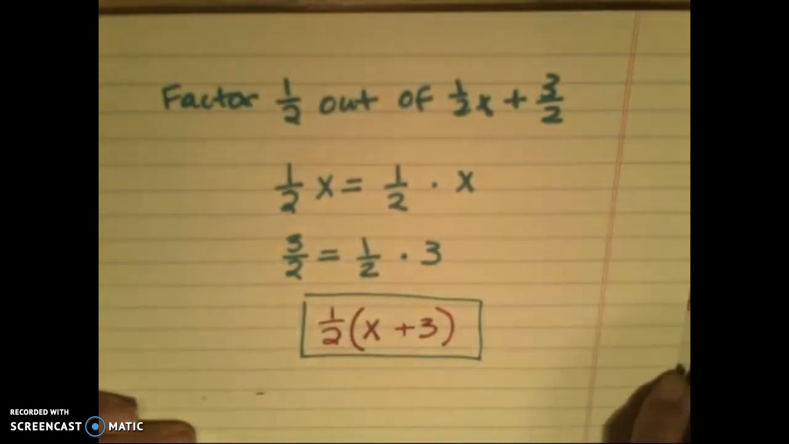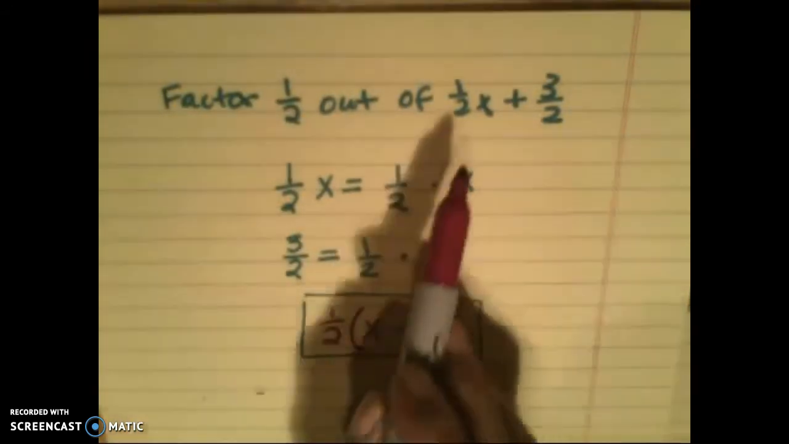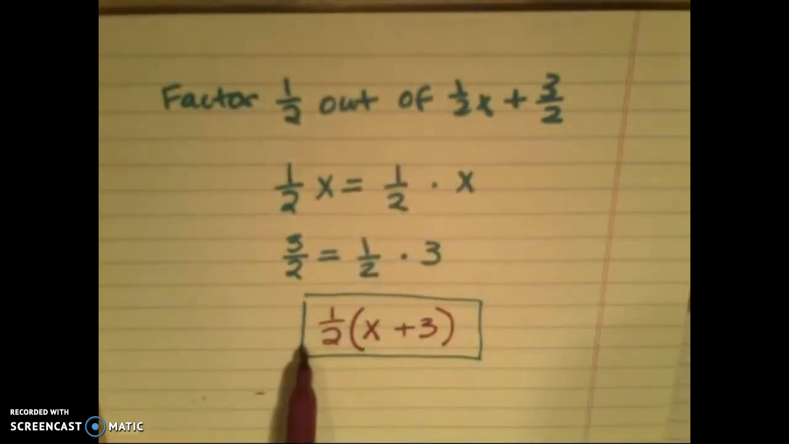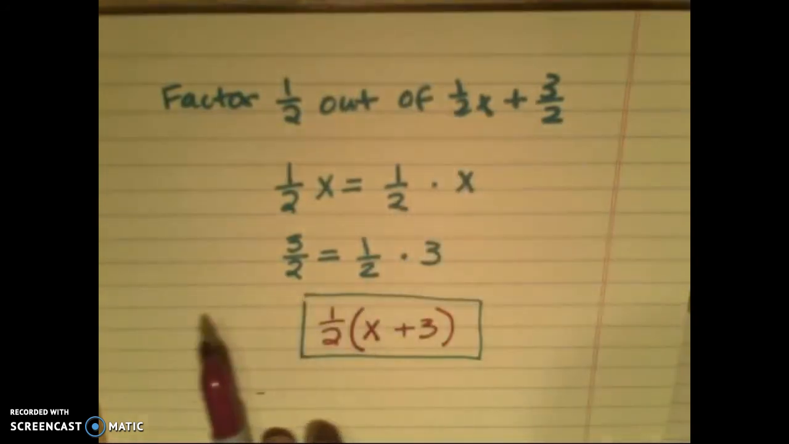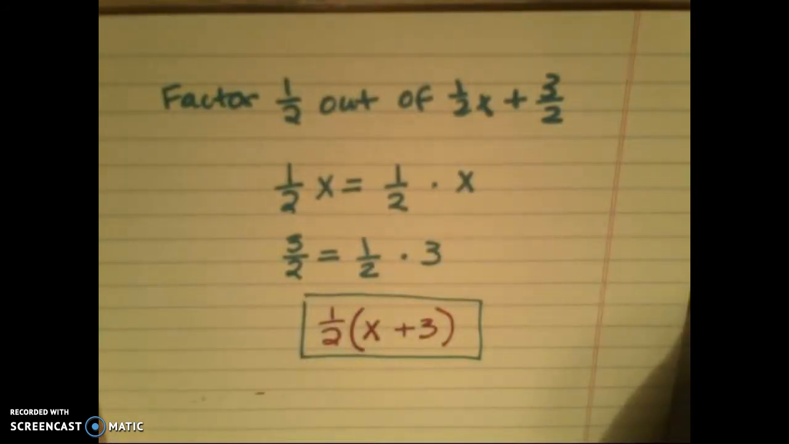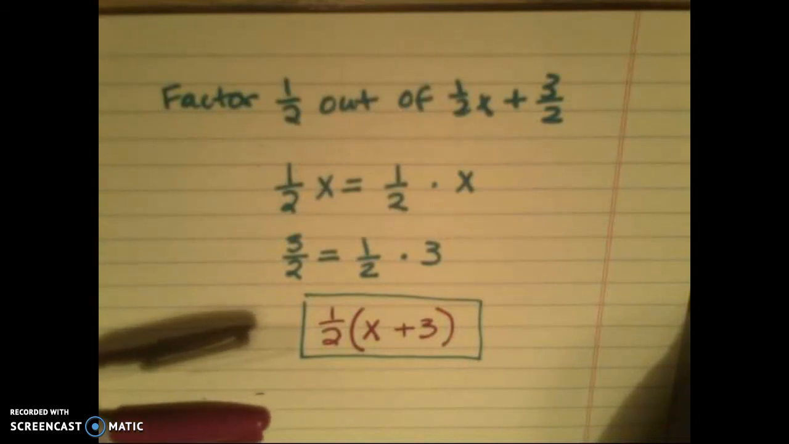If I want to use the distributive property to see if it's correct, half times x equals half x, and half times 3 equals a positive 3 over 2. And then that's it. So just work with numbers. Some of it could be mental math. Some of it you might have to find the greatest common factor. And you can always use the distributive property to check your answer.